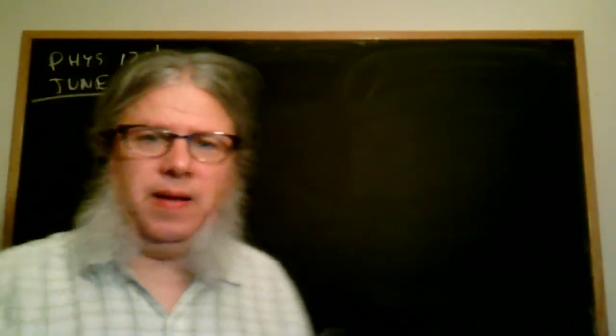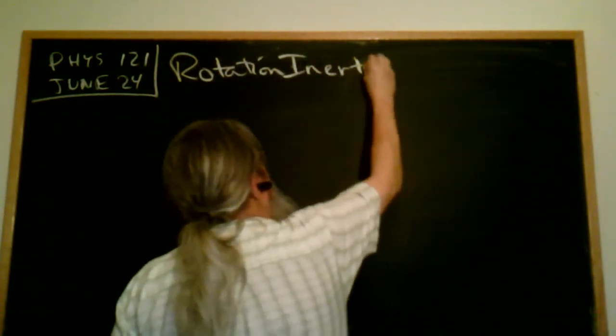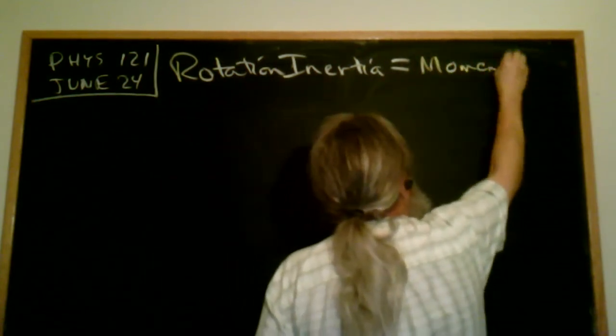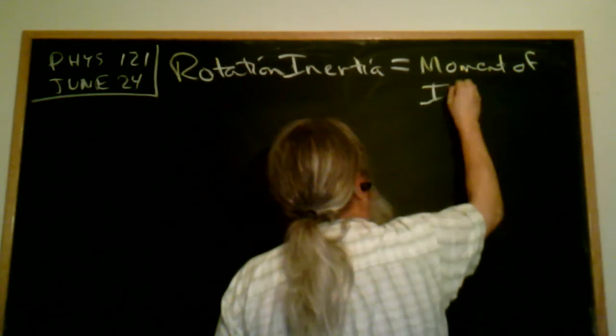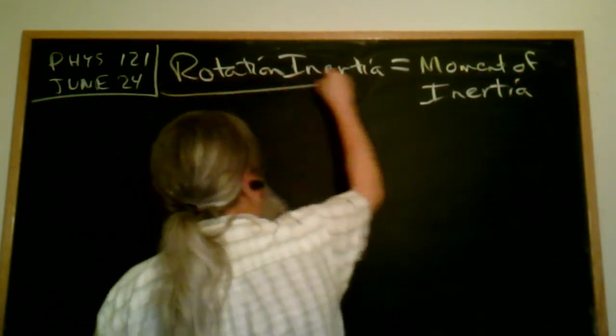Hi, this is a bit of an asynchronous presentation. We're going to continue the discussion of rotations, but I want to talk briefly, as a side point, about the rotational inertia. Rotational inertia is sometimes in the textbook simply called the moment of inertia. That's a historical mathematical term.